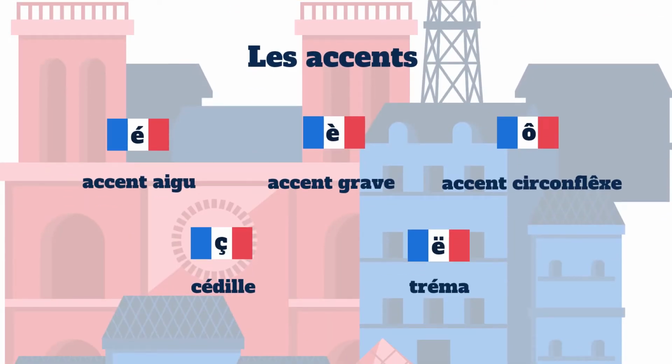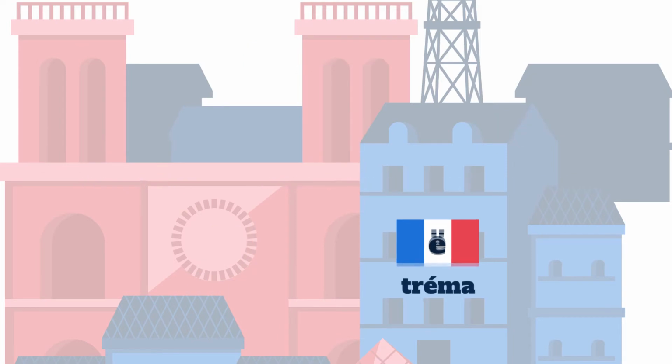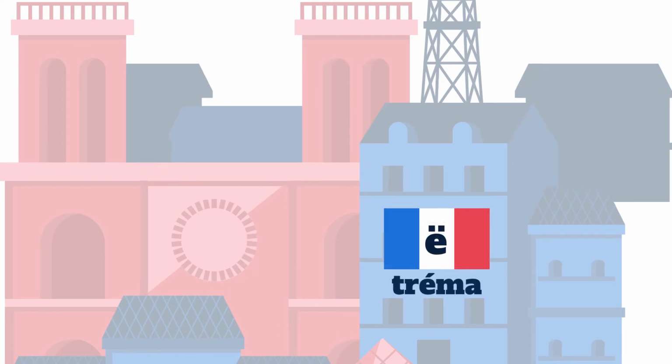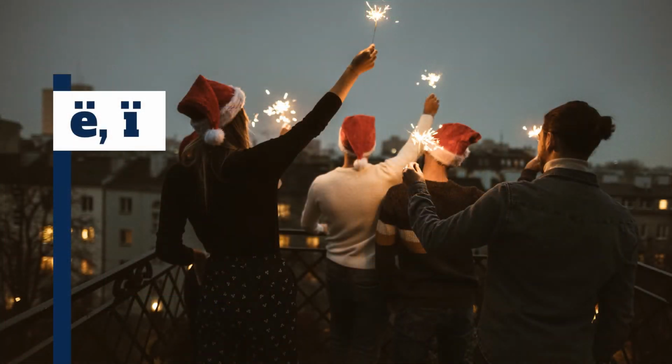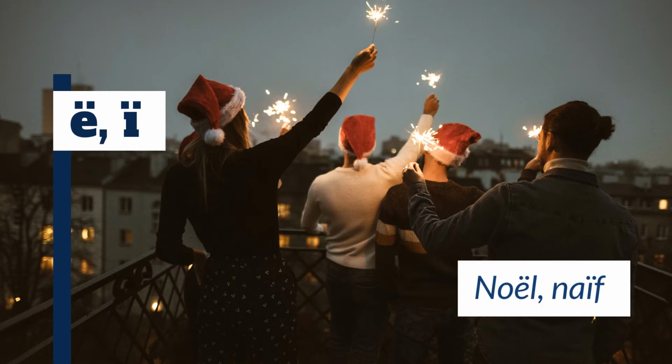Finally, we'll study the tréma. The tréma is placed over the letters E or I. It indicates to pronounce 2 consecutive vowels separately, like in the words Noël and naïf.